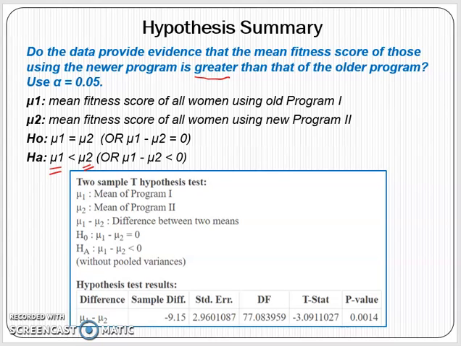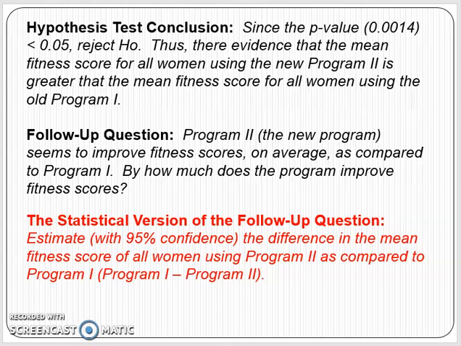And again, the computer turns all of these things into differences. If mu1 is less than mu2, then mu1 minus mu2 is less than 0. As you see, that's the way the computer looks at it right there. Now, we conducted a hypothesis test and obtained a sample difference, the difference in sample means, of negative 9.15, with a p-value of 0.0014. Since the p-value of 0.0014 is less than 0.05, we reject H0. And thus, there's evidence that the mean fitness score for all women using program 2 is greater than the mean fitness score for all women using program 1.